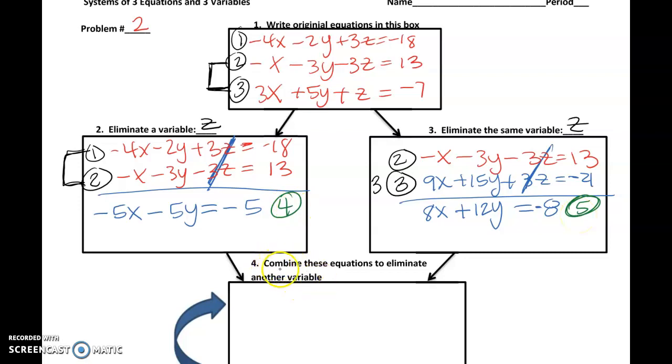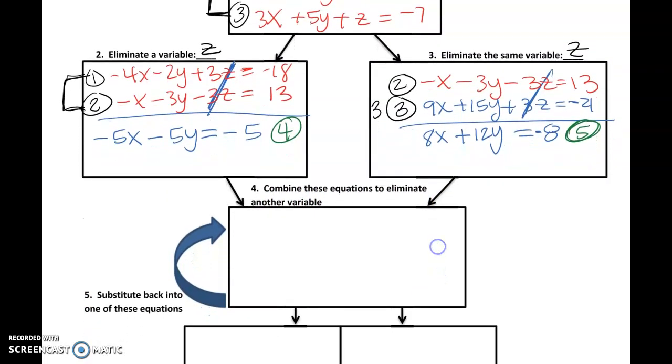It says, combine these equations to eliminate another variable. So let me bring this down here. Oh, I just realized I made a mistake copying the equation down wrong. So I have negative 5x minus 5y equals negative 5. There we go. And I have 8x plus 12y equals negative 8.